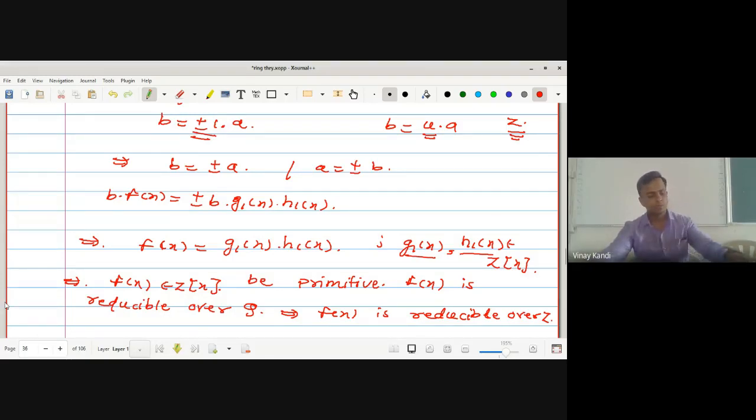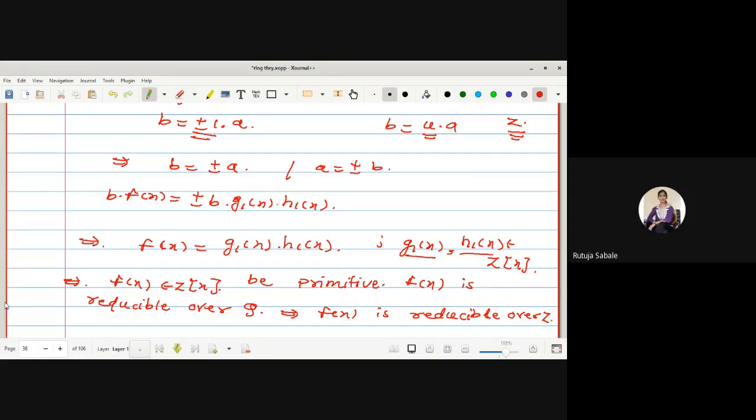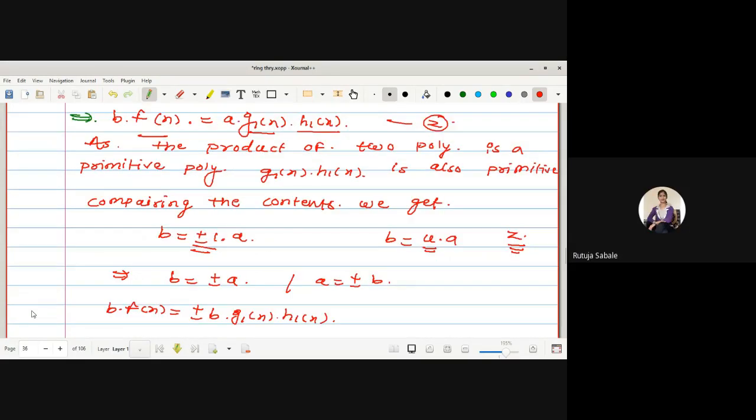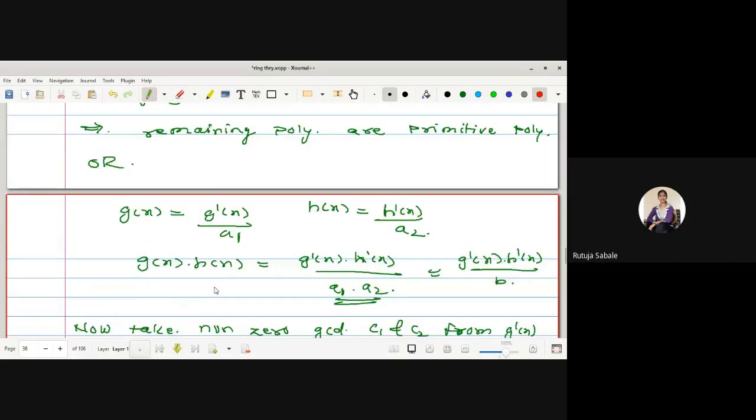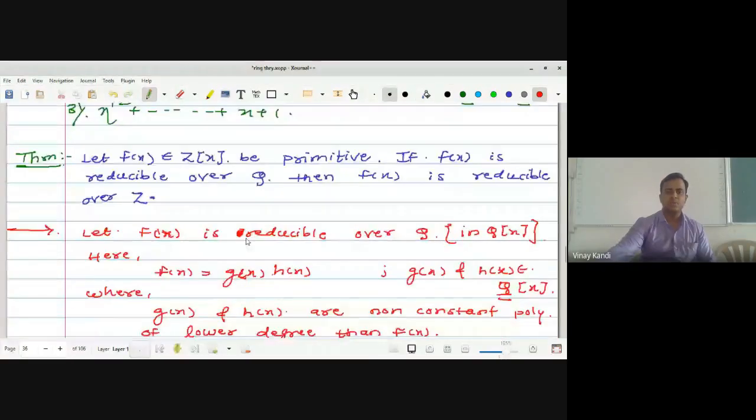Okay, any doubt up to here? No, sir. f of x belongs to Z of x, a polynomial where the coefficients of f of x belong to Z, with a primitive polynomial. What does primitive mean? All the common divisors of the coefficients of f of x are units in Z. So if f of x is reducible over Q, then f of x is reducible over Z.